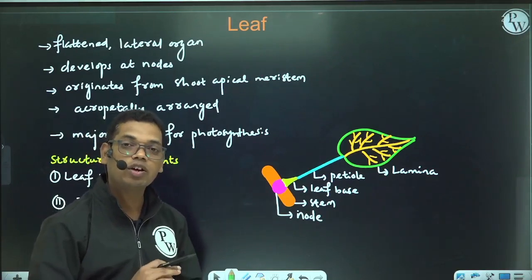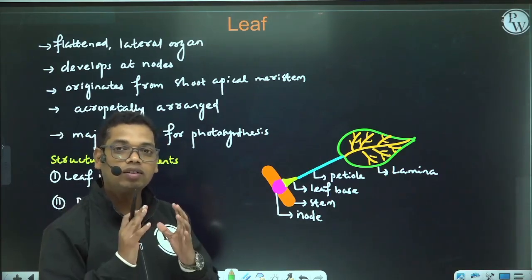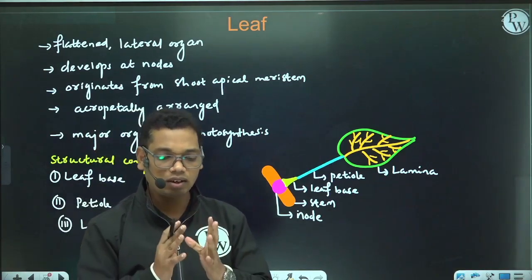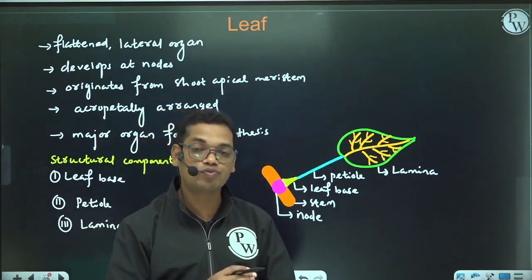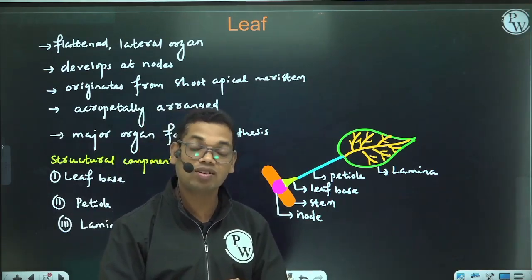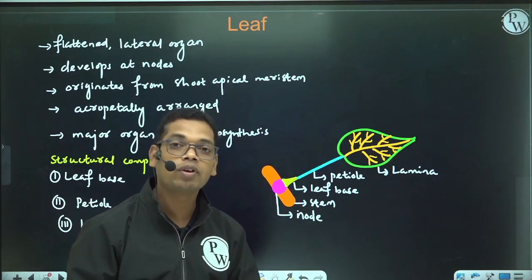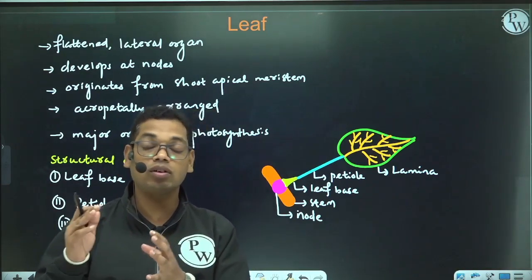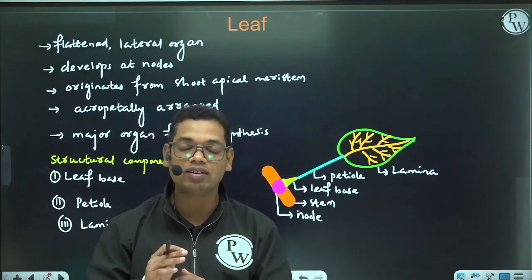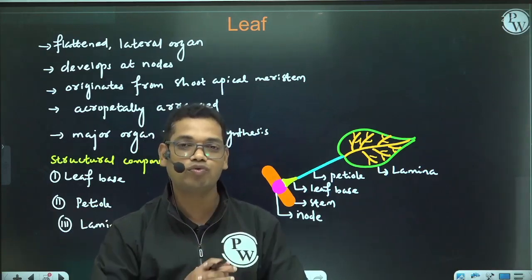They develop from the shoot apical meristem. The stem also performs the function of photosynthesis if the stem is young. But when the stem gets old or mature, in that case the stem becomes brown and non-photosynthetic.